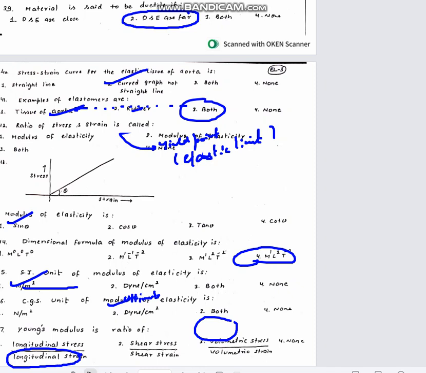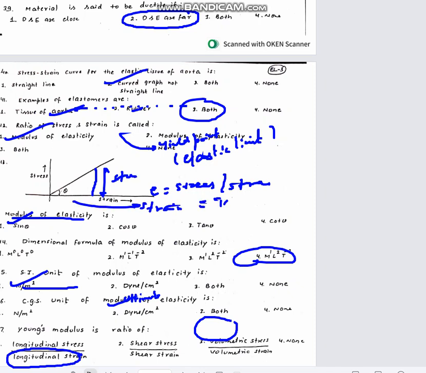Next is ratio of stress and strain is called, so that is called modulus of elasticity. One is correct. Next is here modulus of elasticity is being asked. So modulus of elasticity is the ratio of stress by strain, and you can see over here that stress by strain will correspond to, this is the stress and this is the strain, so in the right angle triangle it is equal to tan theta, which is P by B. So third is correct over here.